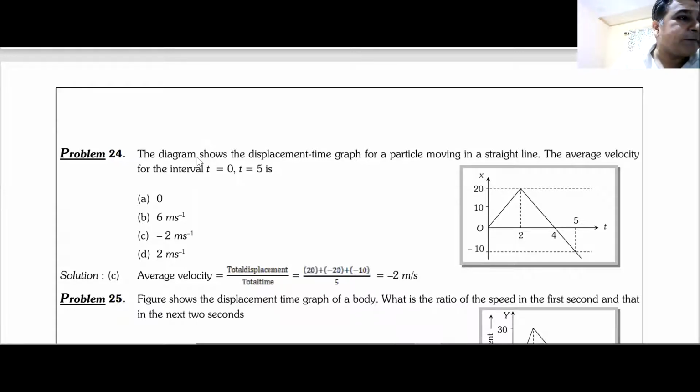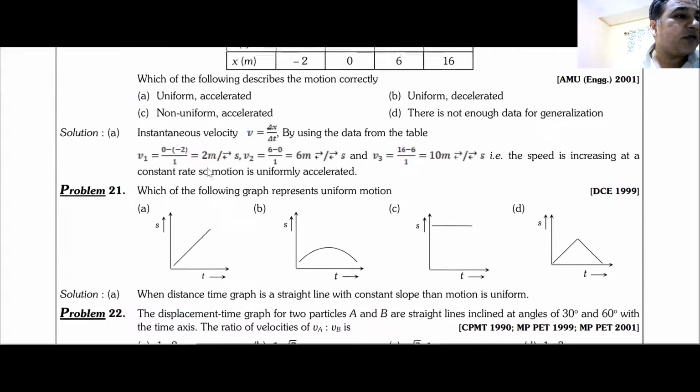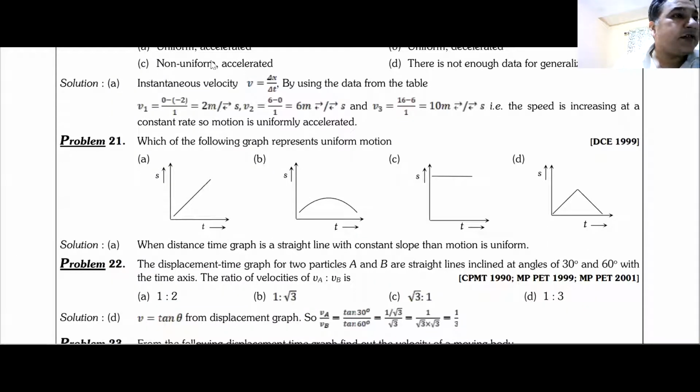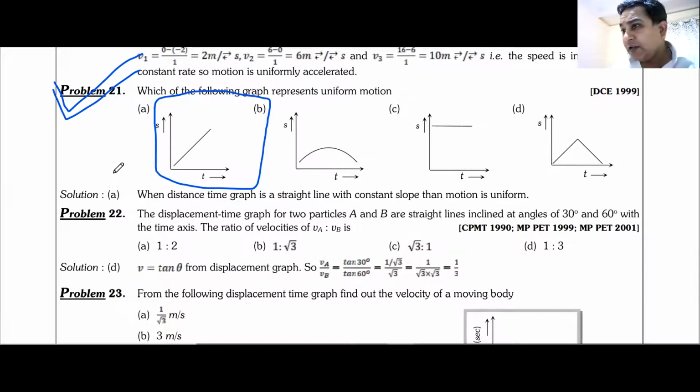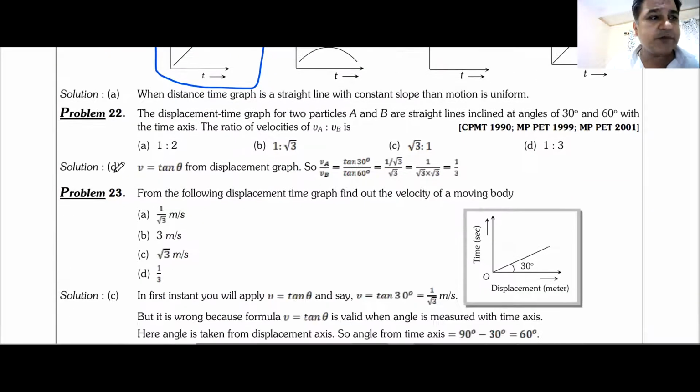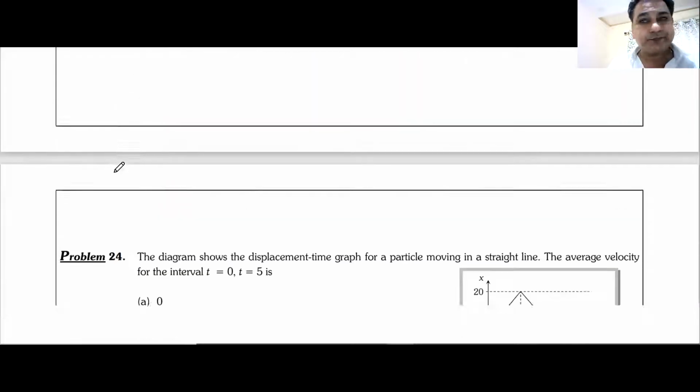21 is already gone. Problem 21 was this one: which of the following graphs represents uniform motion? We have already done this question. The straight line graph represents uniform velocity, and that is the graph for uniform motion. Clear? That was question number 21. These questions are from your notes. The notes are in your app. Please go through them. If you still have doubt, you can come back to me.